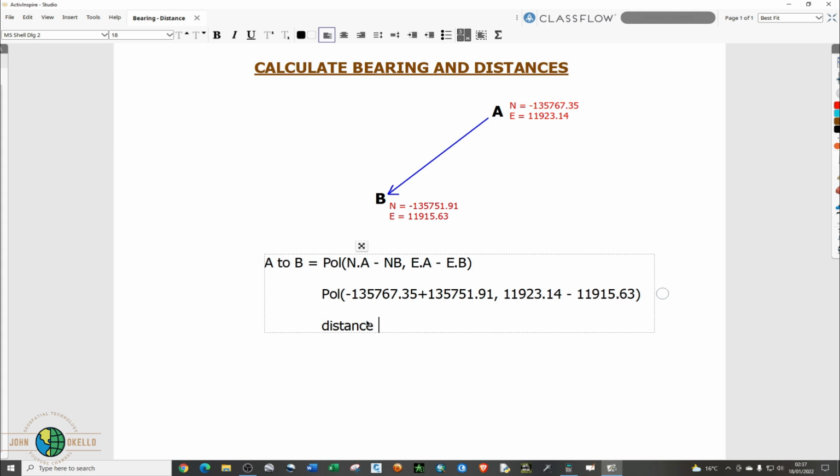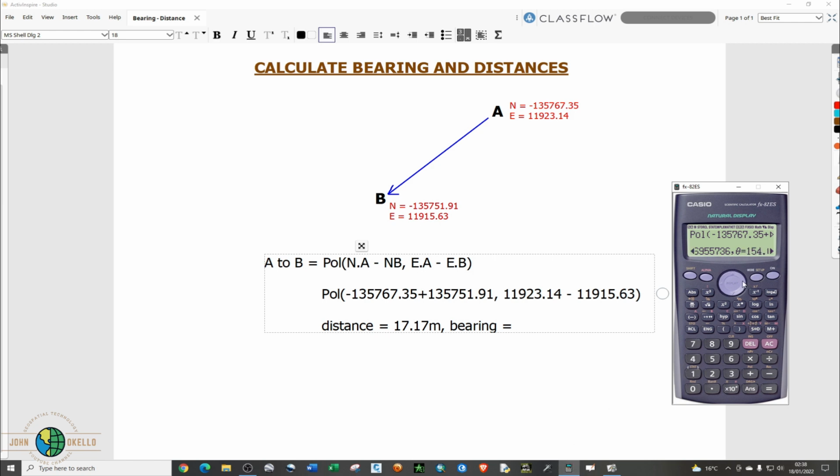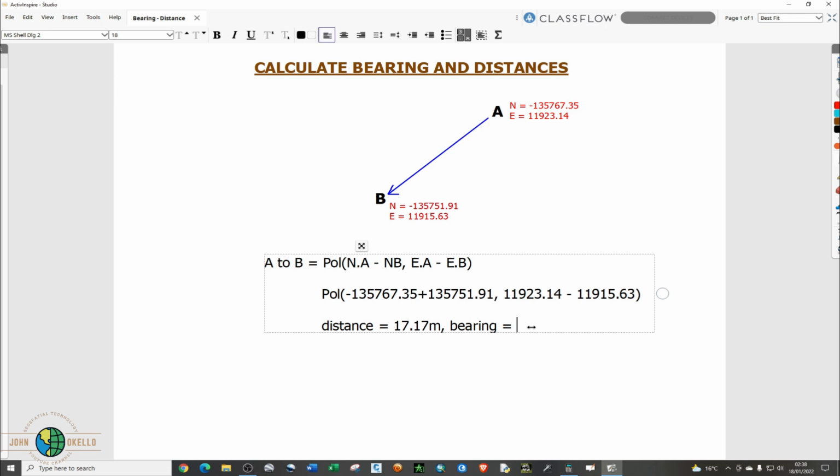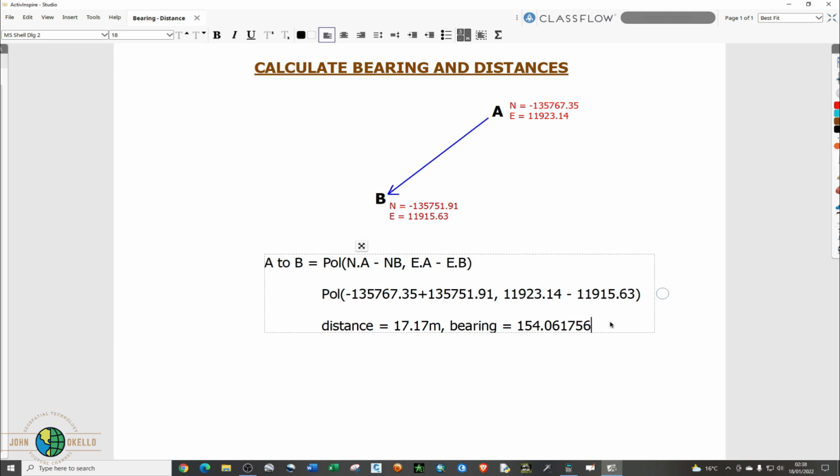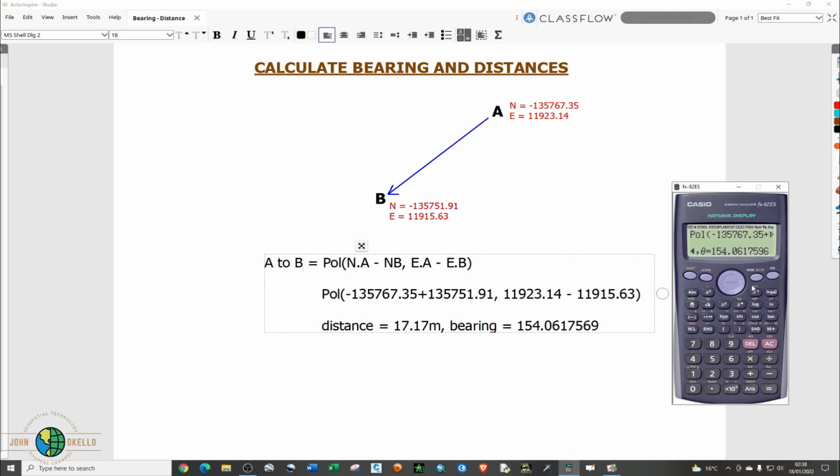So the distance is 17 meters. Bearing. Bearing equals 154.0614.